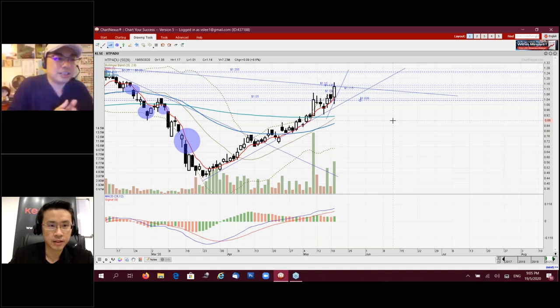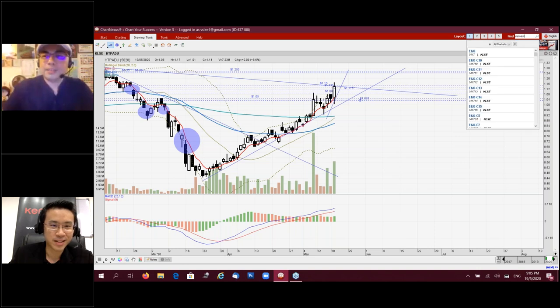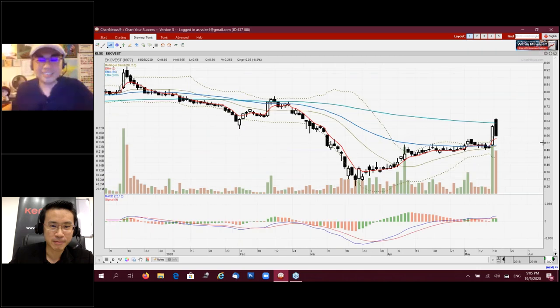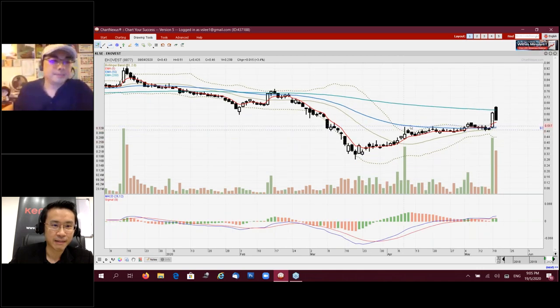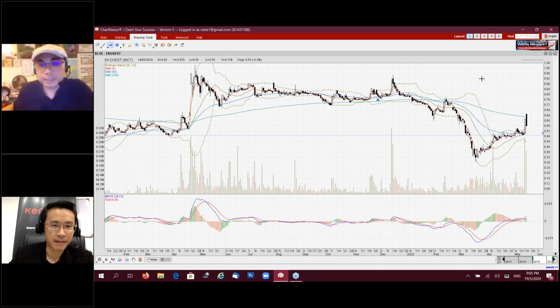Any more questions on other counters than HDB Paru? There are so many. Okay, can you look at the EcoVest? Okay, let's take a look at EcoVest. First, let me draw the chart, and then you'll be able to dissect immediately.